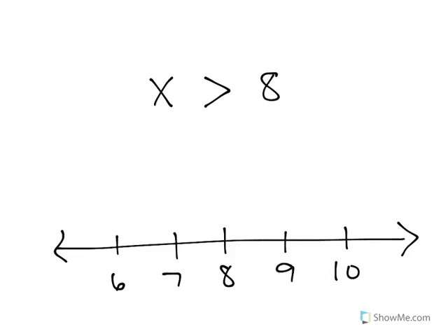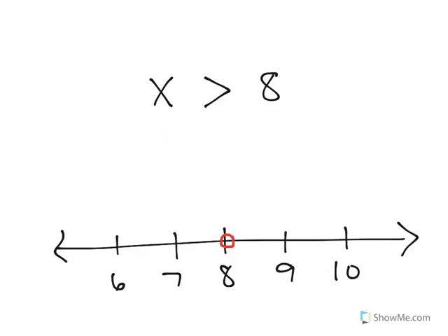Okay, let's look at another example. x is greater than 8. So all of my values for x have to be larger than 8. So I'm going to go to my line. I'm going to put an open circle on 8 because 8 does not satisfy this. If I put an 8 here, 8 is not greater than 8. It's equal to 8, so I can't use 8. That's why my circle is open. But if I try a 7, is 7 greater than 8?